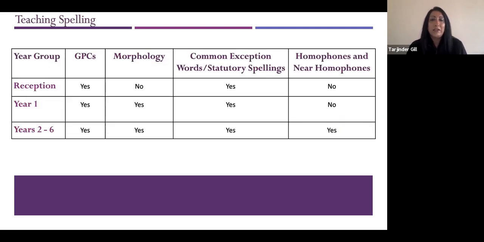So what are we actually teaching? Like I said earlier, if I had it my way, I would get rid of the statutory spellings, because I don't think they're necessarily helpful. I can understand that we wanted some sort of standard or set of words that we know the children definitely can spell, but actually I'm not sure how helpful they are.